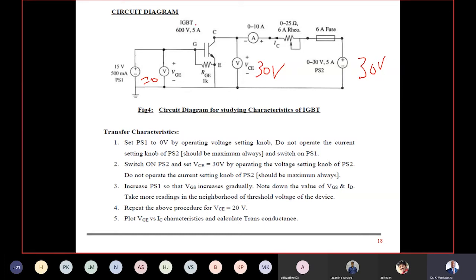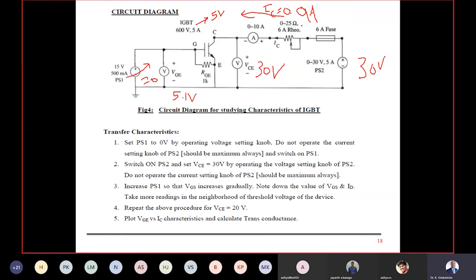Now, as far as IGBT is concerned, the threshold voltage will be somewhere at 5 or 5.5 volt. For MOSFET it is 3.3, for IGBT it is 5 volt, a little bit more. Then vary PS1 gradually, such that when the gate to emitter voltage is a little bit more than the threshold voltage, somewhere at 5 or 5.1 volt, the collector current starts flowing. The collector current will be somewhere around 0.01 amps. When the current is 0.01, it implies my switch is conducting.